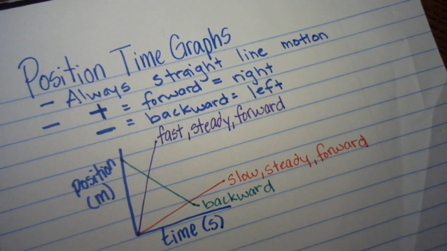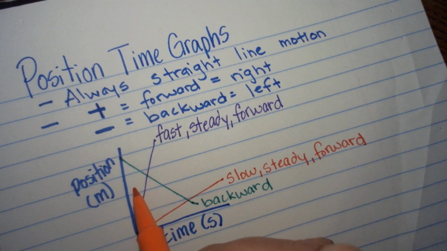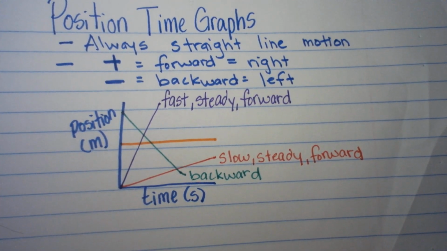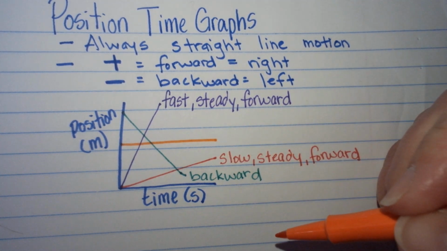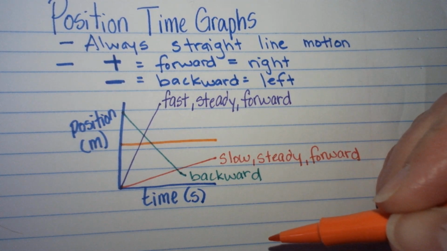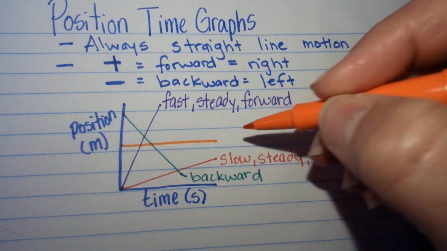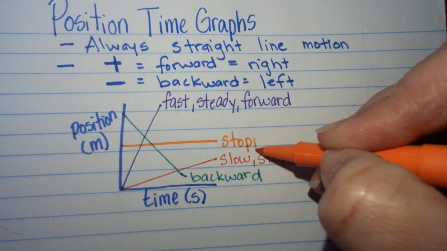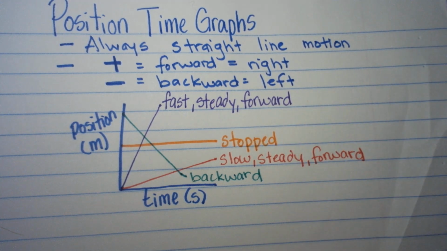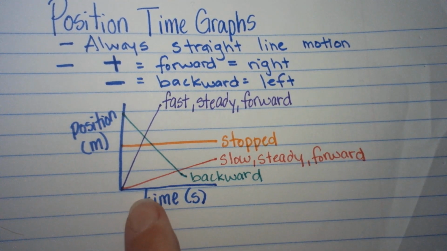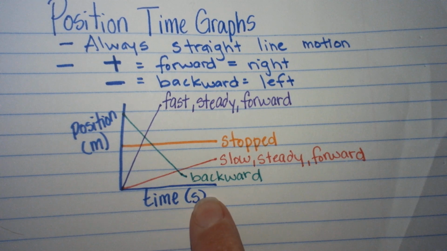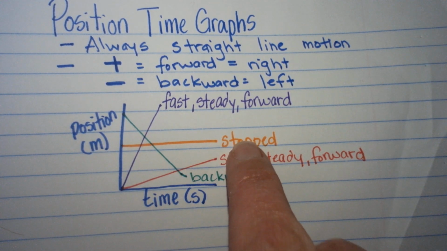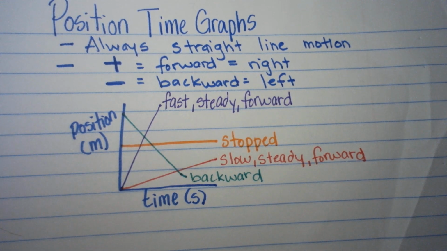And then one more kind of line that I want you to look at. If I have a horizontal straight line, what is happening? What kind of motion is it? It's not moving. That's correct. It is stopped. So if we look at our time here, for the whole case of time, I'm in the same position. So it makes sense that this one is stopped. Right?